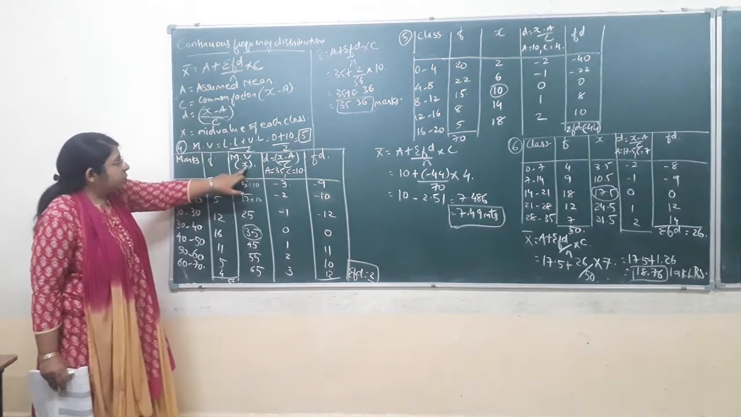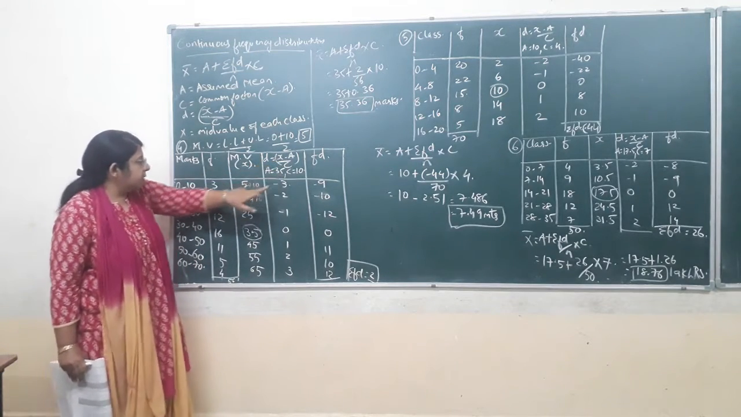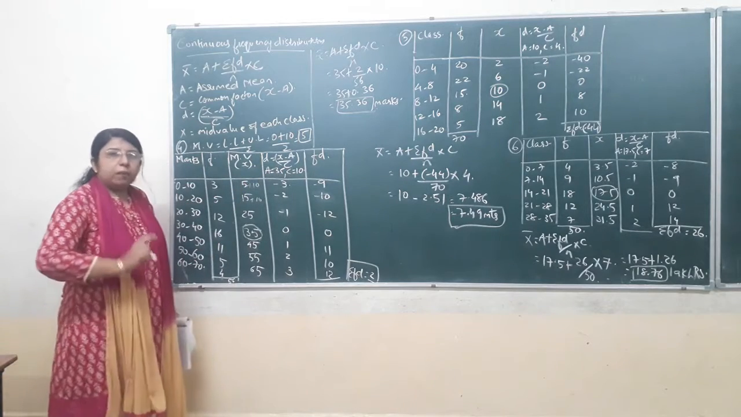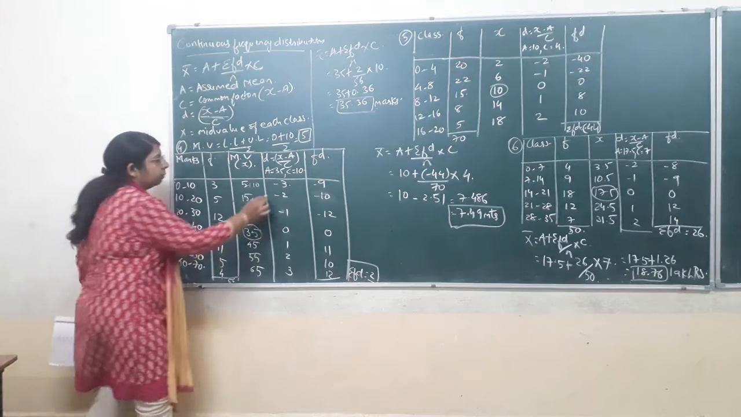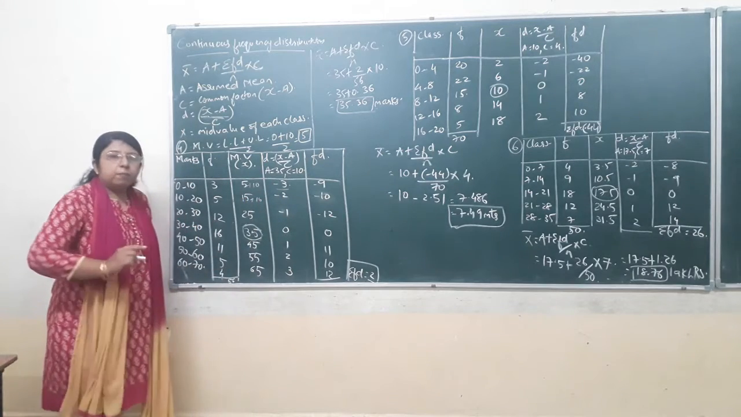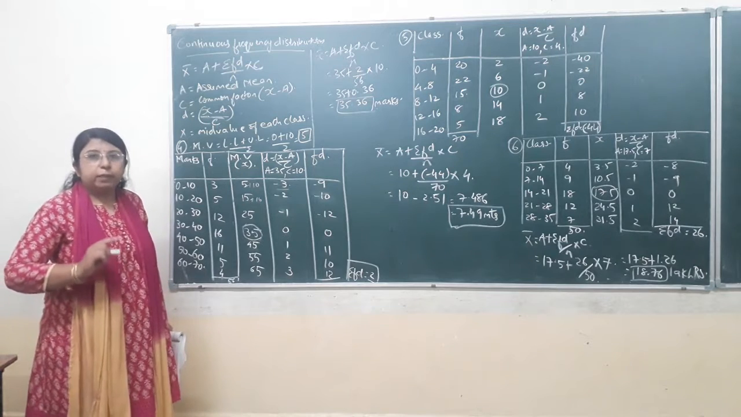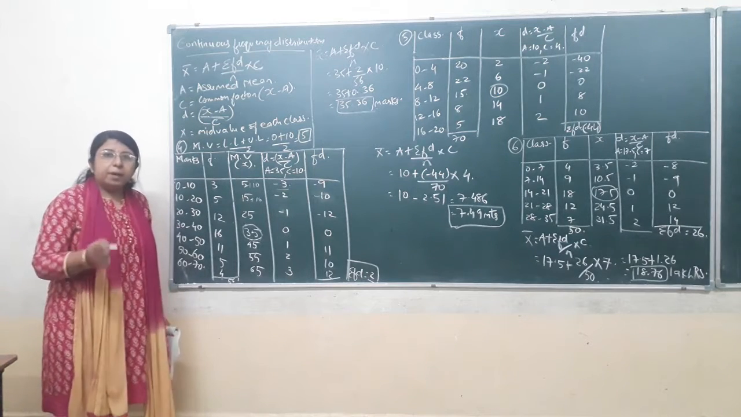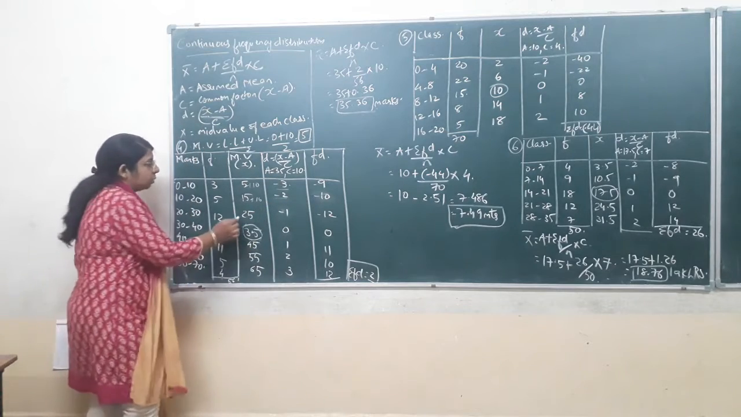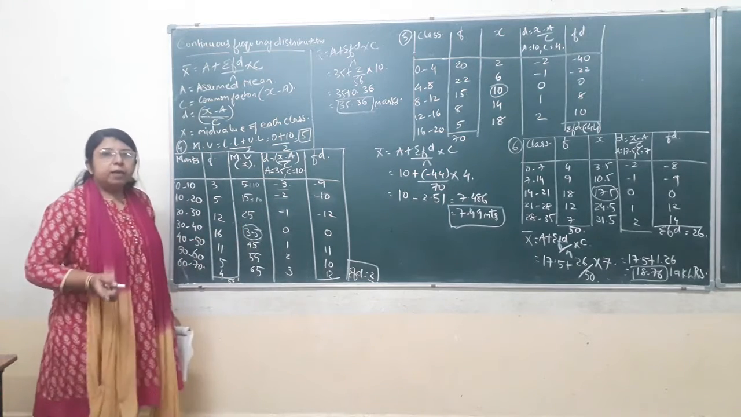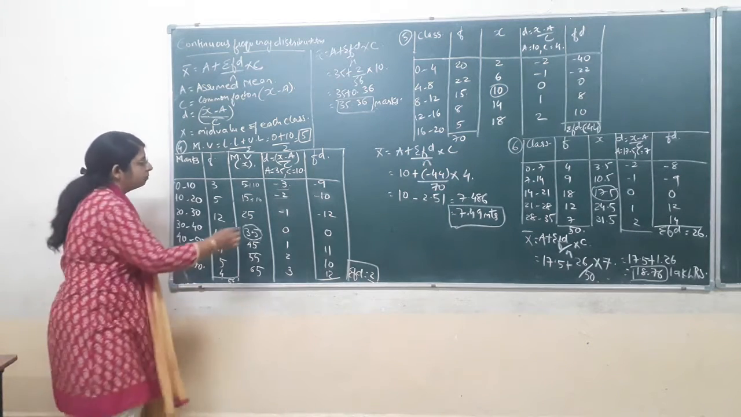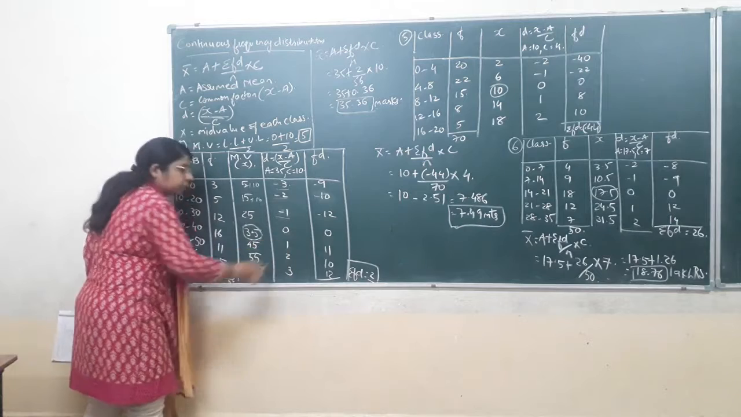Okay, so X minus A, for the first value. So X minus A means 5 minus 35 divided by 10. So minus 30 divided by 10. So it would come to minus 3. Next one, that is 15. So 15 minus 35, that will come to minus 20. Minus 20 divided by 10, so it will come to minus 2. Next one, 25. So 25 minus 35 will come to minus 10. Minus 10 divided by 10, so it will come to minus 1. Here it will come 0.